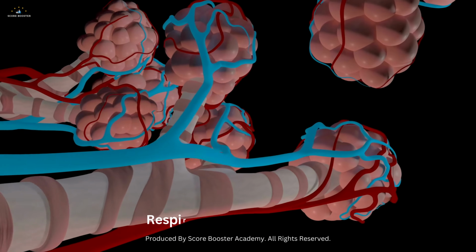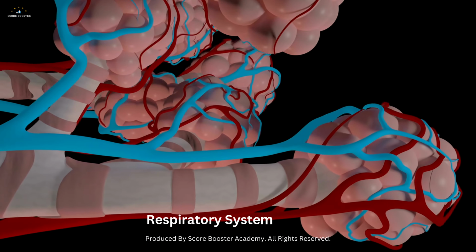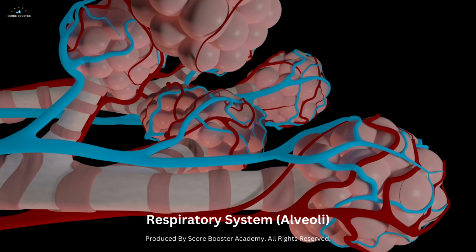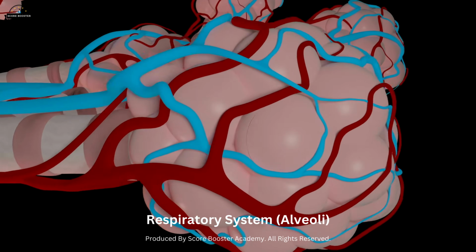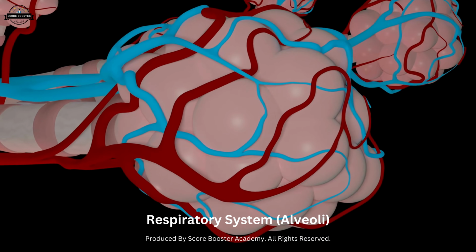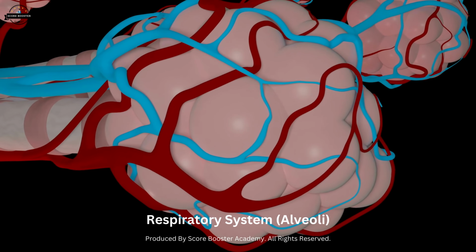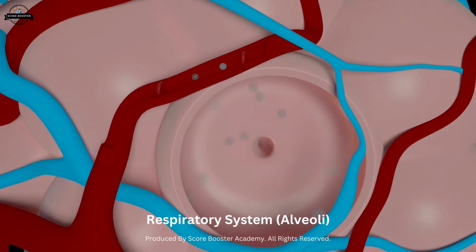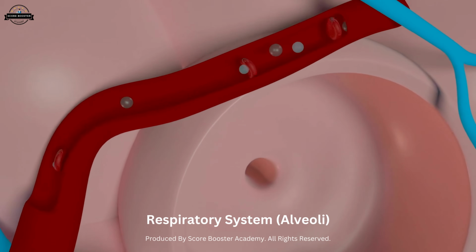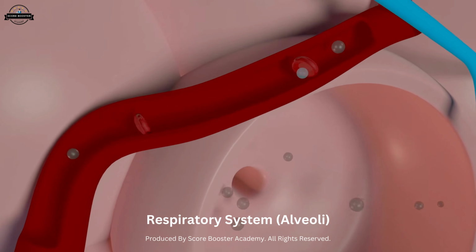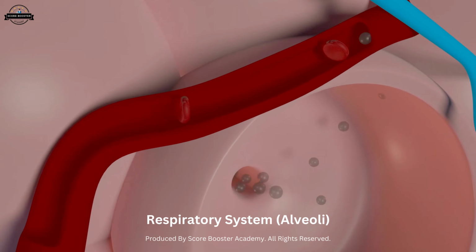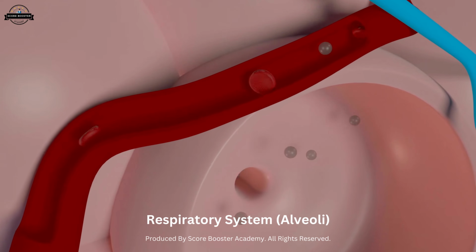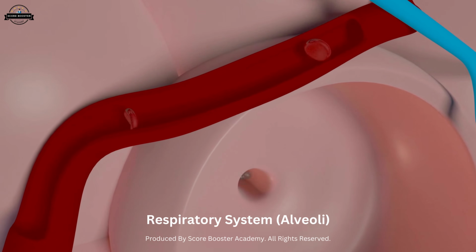Alveoli. At the end of the bronchial tree lie the mesmerizing alveoli. These tiny, grape-like structures are the true workhorses of the respiratory system. Within the alveoli, the exchange of gases takes place. Oxygen from inhaled air diffuses into the bloodstream, while carbon dioxide, a waste product, is exhaled. The walls of the alveoli are incredibly thin, maximizing the efficiency of this exchange process.